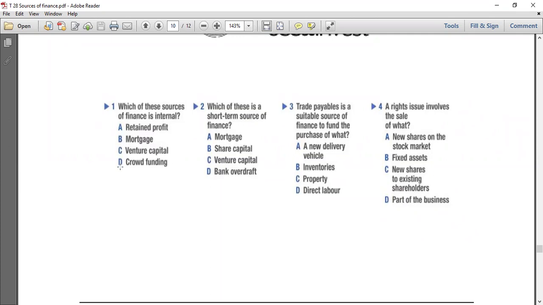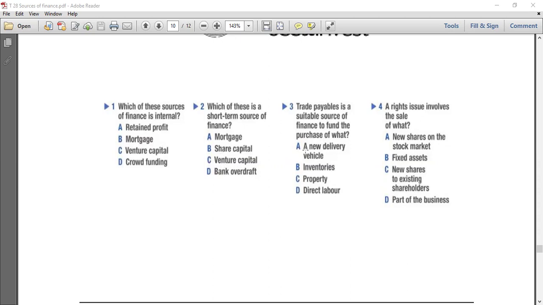Okay. Second question. Which of these is a short-term source of finance? Okay, two participants this time. We have seen the raised hand. Okay, Liara, what's the answer? So is it D, bank overdraft? Bank overdraft, exactly. The short-term method, bank overdraft is the best. Mortgage, share capital, venture capital is long-term. So bank overdraft is short-term.